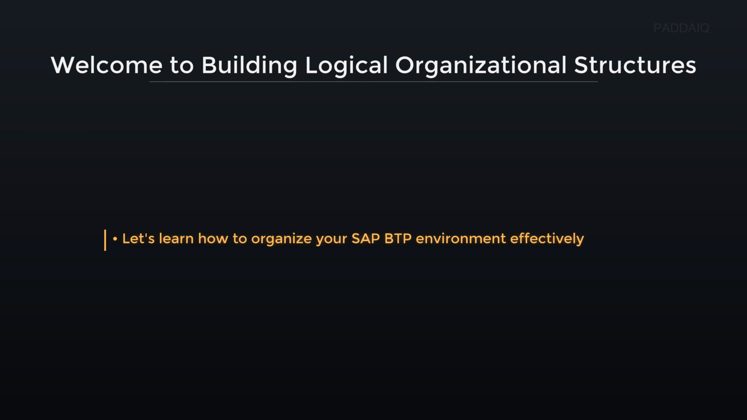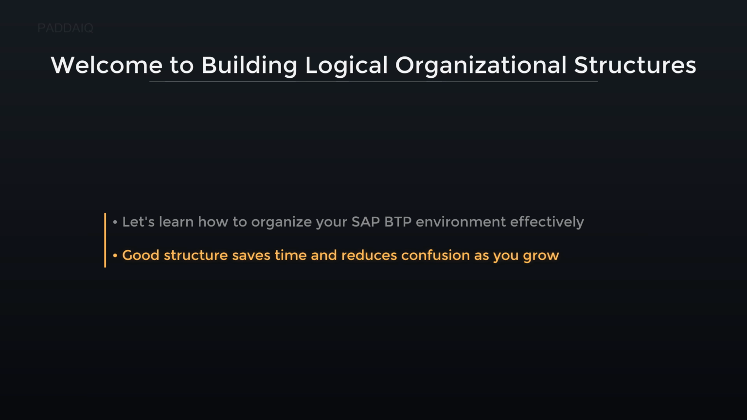Proper organization is key to maintaining a robust and scalable cloud platform. Good structure saves time and reduces confusion as you grow. This means organizing your systems clearly from the start prevents problems later. For example, setting up separate development and production areas ensures new code doesn't accidentally disrupt your live business. A solid foundation makes future expansion much smoother.